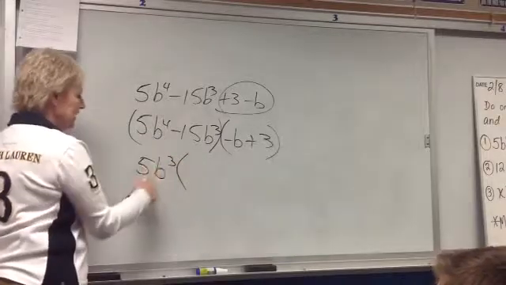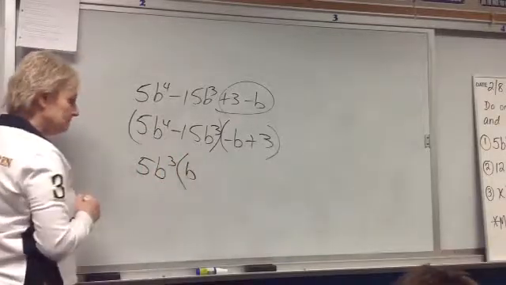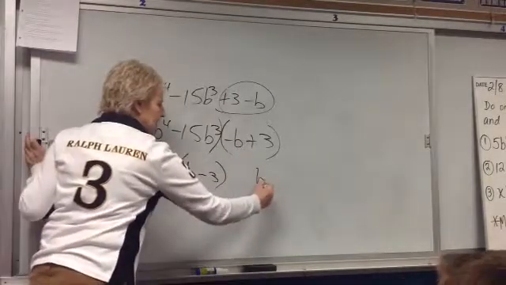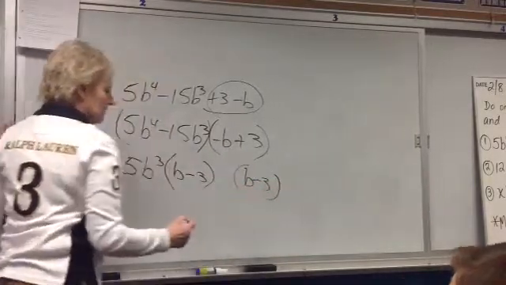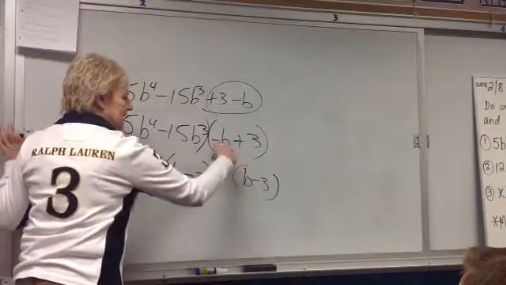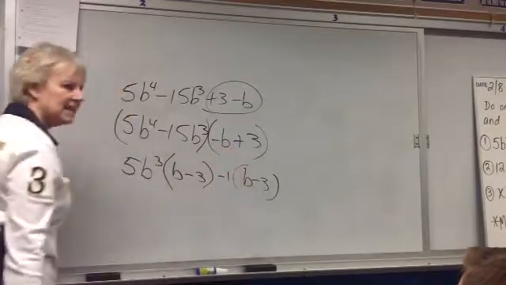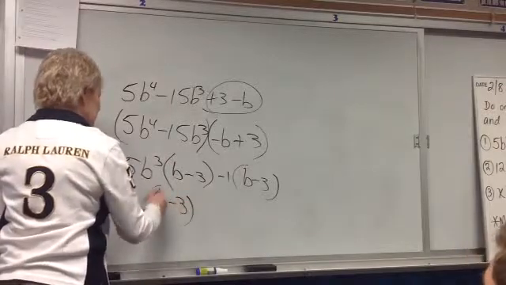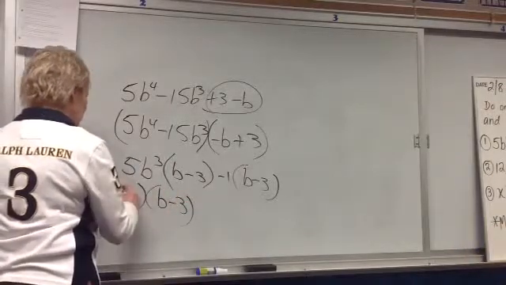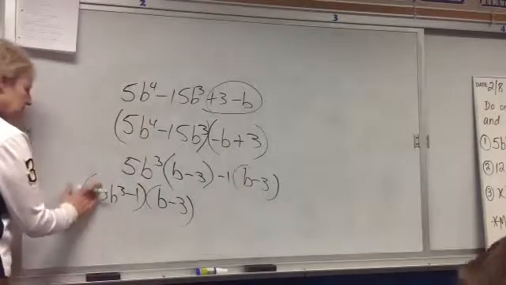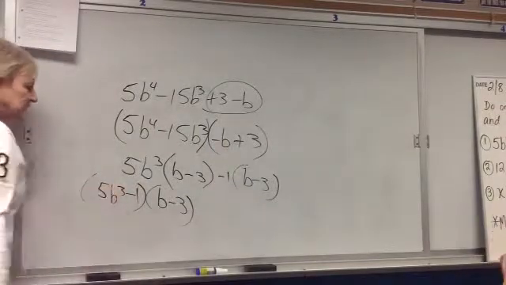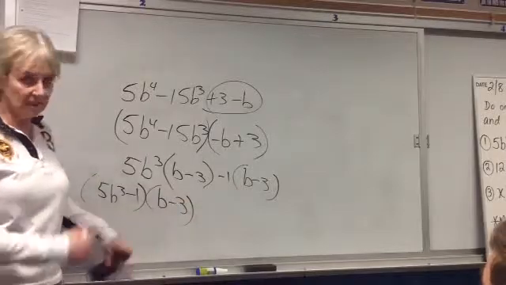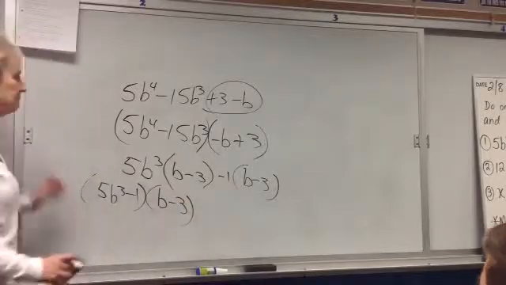So, in order to get that back, we need a b and a negative 3. Just write the same thing again. And how does that become negative? Negative 1. Final answer, b minus 3, 5b cubed minus 1. I got it wrong. Doesn't matter which one's first. Either order. But the same thing has to be inside. Okay?